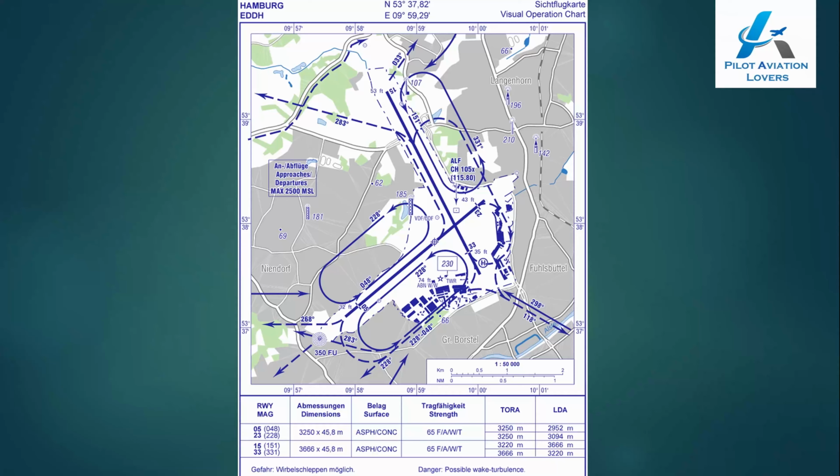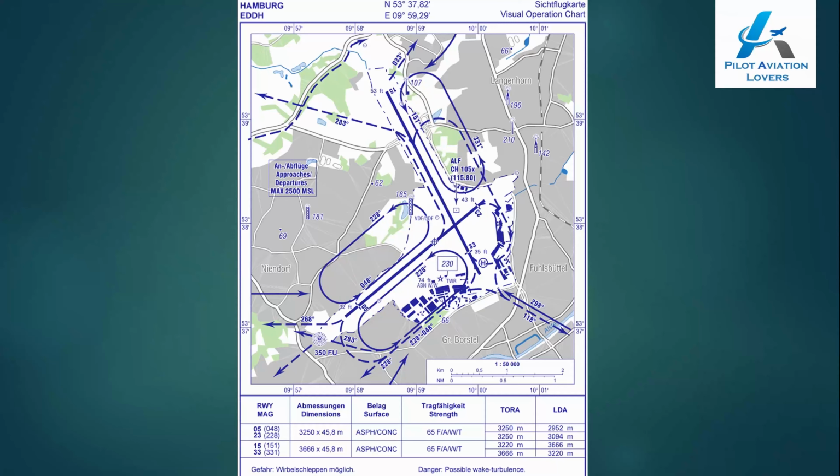Let's start with the now reddish colored circles. These are so-called holdings and are not always published. If they are marked on the chart, as in this case, the direction of flight and the heading to be flown are given. Caution: clearance to enter the control zone does not entitle the pilot to enter the traffic circuit. If you are not cleared to enter the traffic circuit, you must enter the holding pattern.